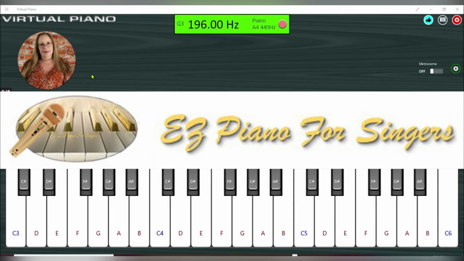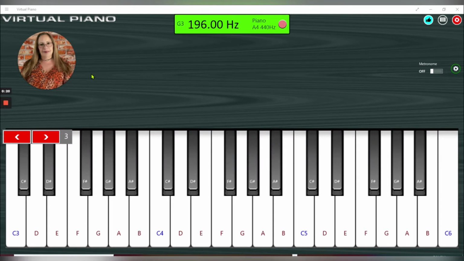Today I am going to teach you about intervals. I'm going to go over some of the basics. There's a lot involved, but let's begin with what an interval is. An interval is the difference in pitch between two notes.